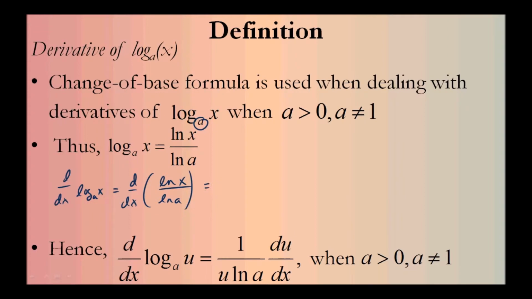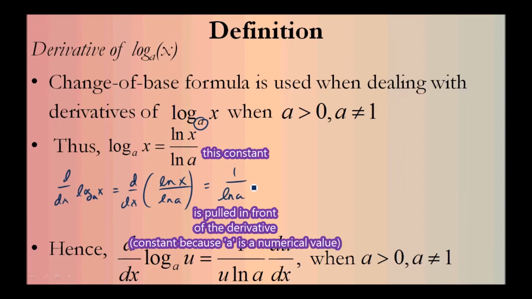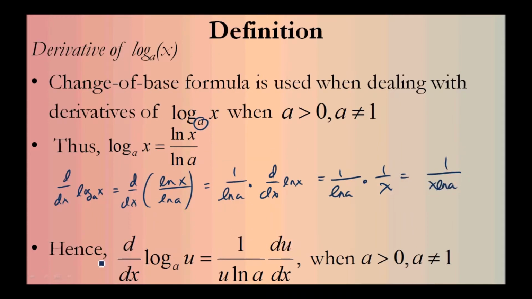This results in 1 over natural log of a times d dx of natural log of x, which is equal to 1 over natural log of a times 1 over x, producing 1 over x natural log of a. Thus, the derivative of log base a of u is equal to 1 over u times natural log of a times derivative of u with respect to x.